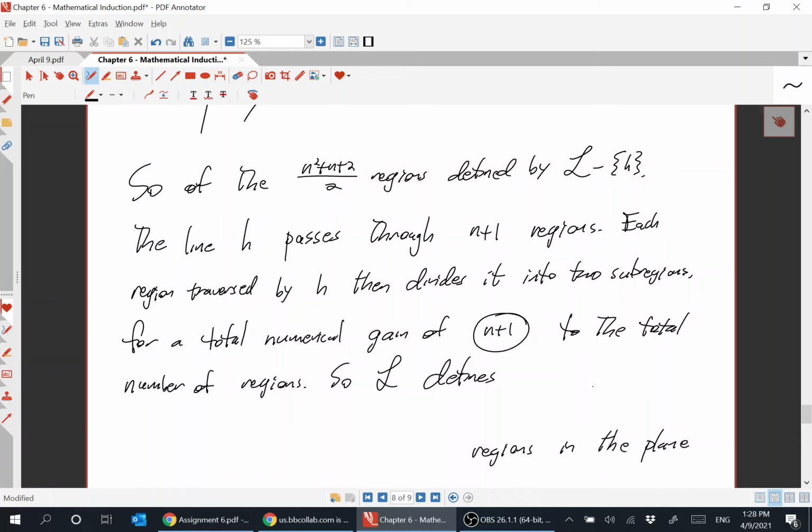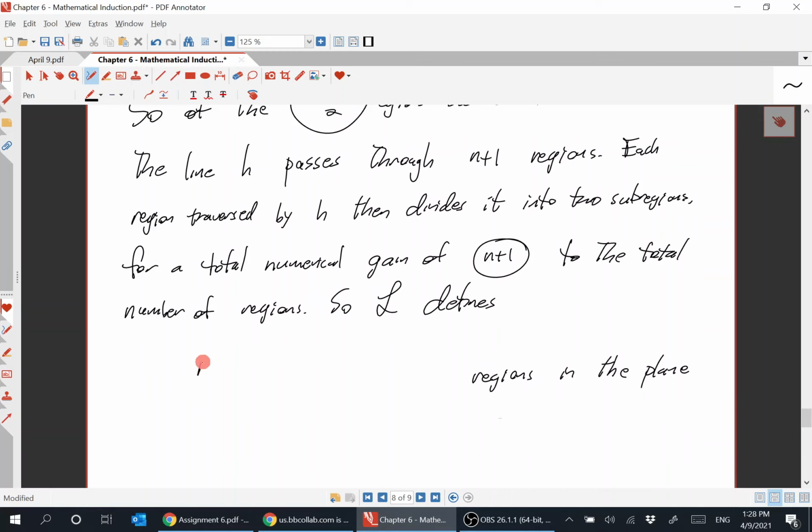How many regions did L minus H give? It gave that many regions. And then we put H back in, and we increase the number of regions by that much. So L defines how many regions? N squared plus n plus 2 over 2, plus n plus 1 regions in the plane.